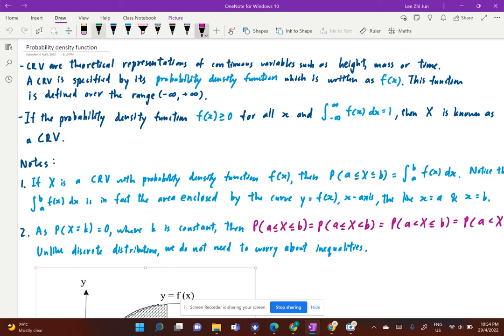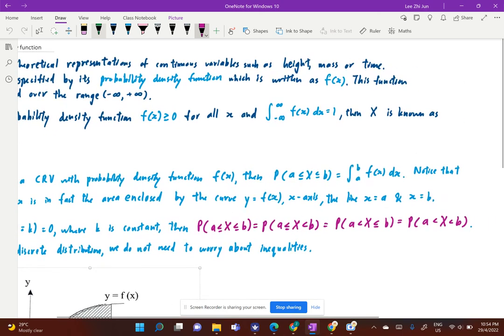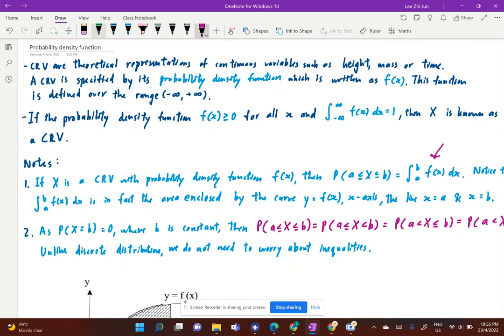So if X is a continuous random variable with probability density function f(x), then P(a ≤ X ≤ b) is given by integration, where b is the upper boundary and a is the lower boundary. Notice that this integration is in fact the area enclosed by the curve y = f(x), the x-axis, the line x = a and x = b.